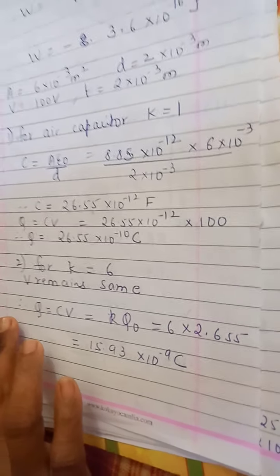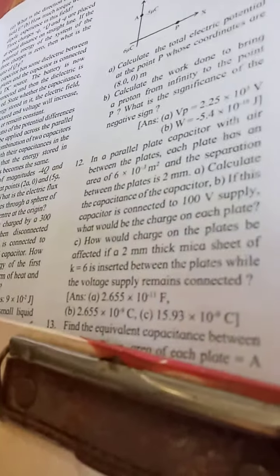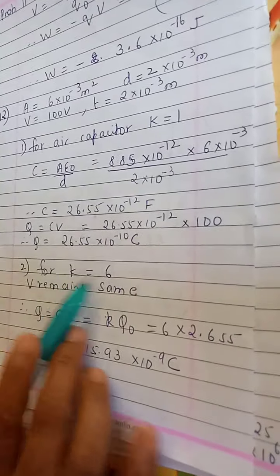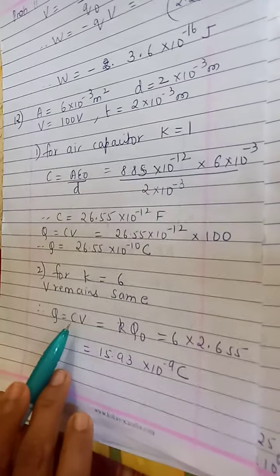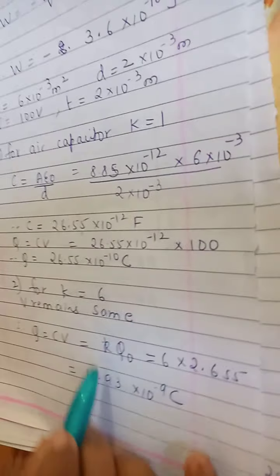Next, concentrate. C part. How would the charge on the plates be affected if a 2 mm thick mica sheet of dielectric constant 6 is inserted while the voltage supply remains connected? Same, unaffected. V remains same. Dielectric constant, Q is equal to CV. Q is equal to CV, that is K times Q naught.